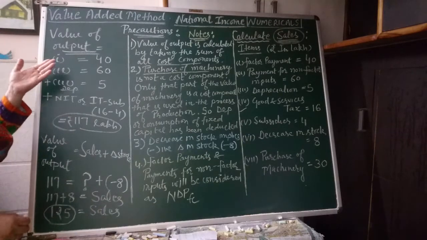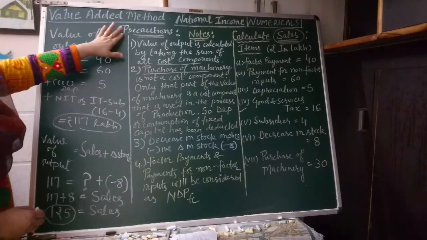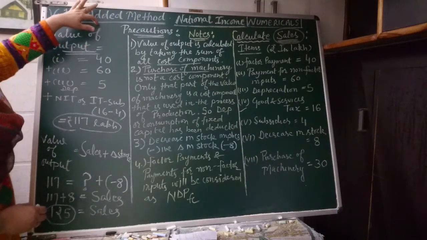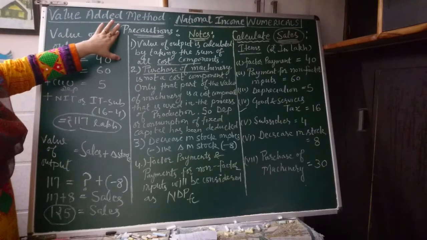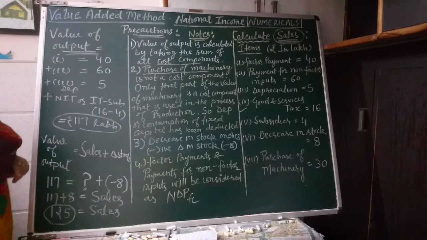So some questions are related to precautions of value addition. So all the precautions must be taken into account. Only then you can calculate the sum.